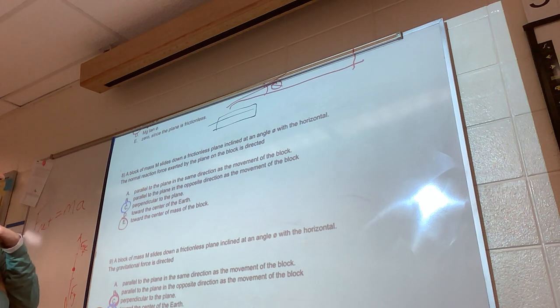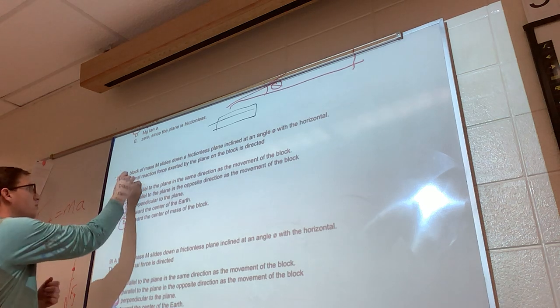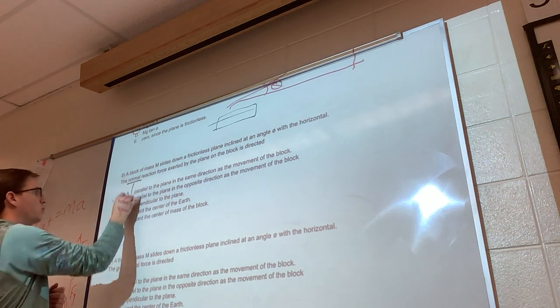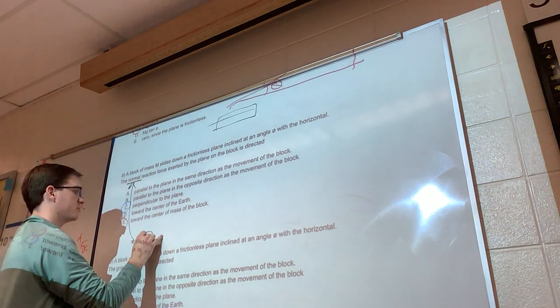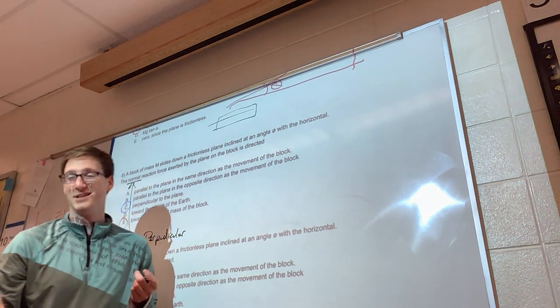Block of mass M slides down a frictionless plane inclined at an angle theta with horizontal. The normal reaction force exerted by the plane on the block is directed perpendicular to the plane. That's what I didn't get, I think. So normal force, in fact the word normal itself already means perpendicular, which is the answer to question 6, I think.